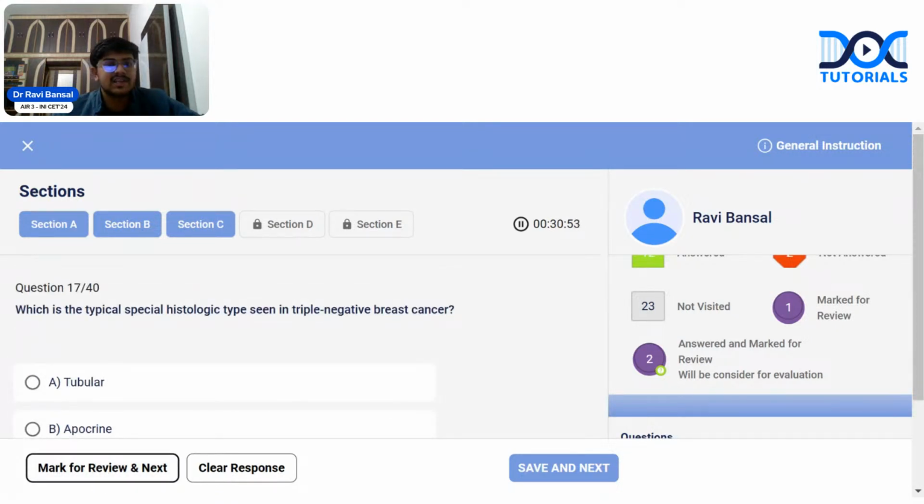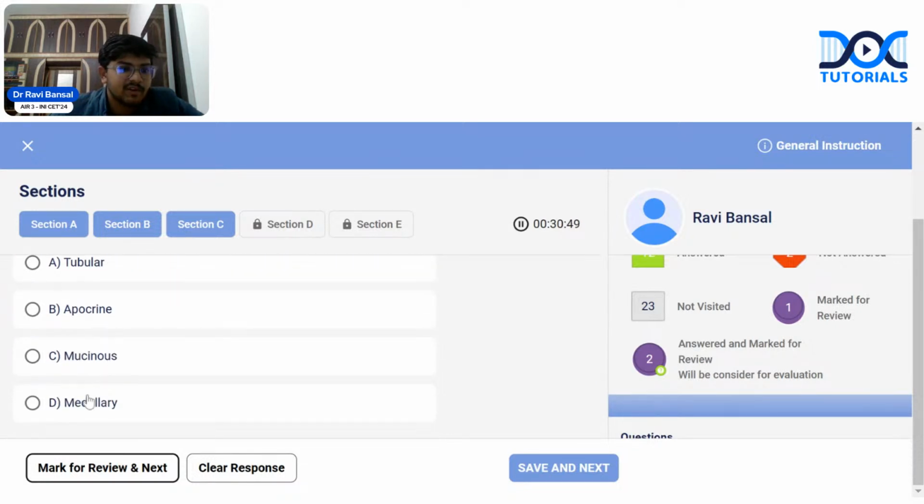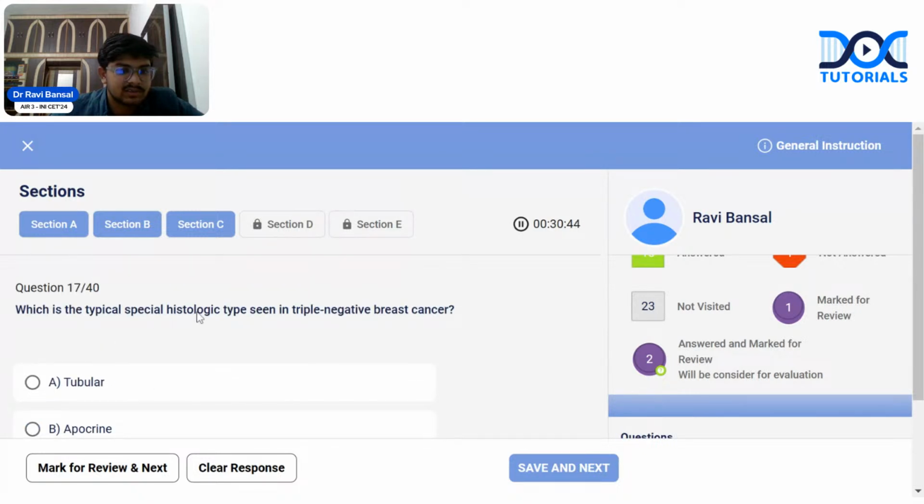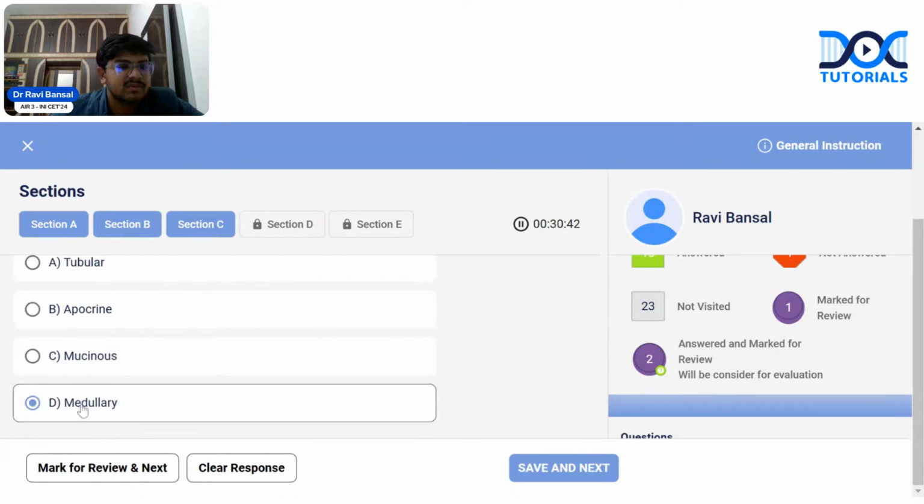Typical histology type seen in triple negative breast cancer. So it is medullary, you see in BRCA, triple negative cancer, and medullary cancer you see in BRCA cancer. So triple negative, medullary.